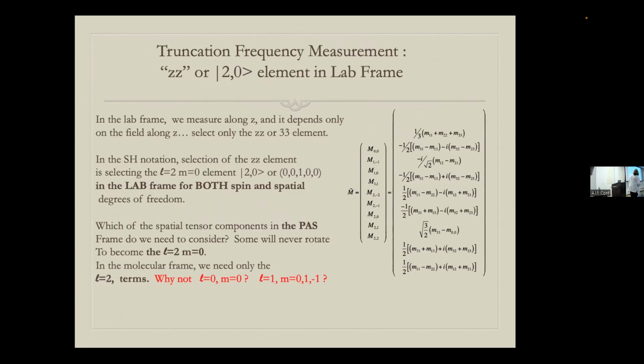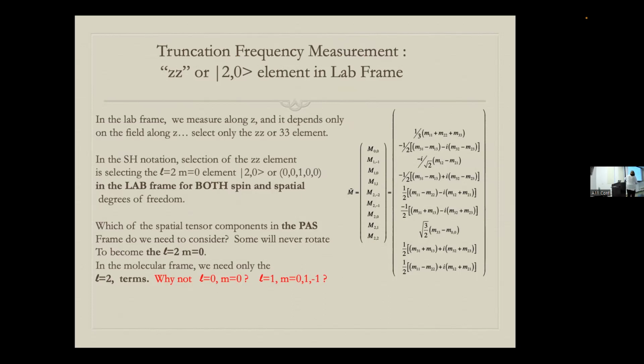Now, let's look at something that simplifies matters. In the lab frame, we always measure along Z. And it also is the case that we always apply the field along Z. So we were talking about in Cartesian that we only need the 3,3 or the ZZ element. In spherical harmonic notation, the selection of that is selecting L equals 2, M equals 0. L equals 2, M equals 0. In this layout, it's right here.